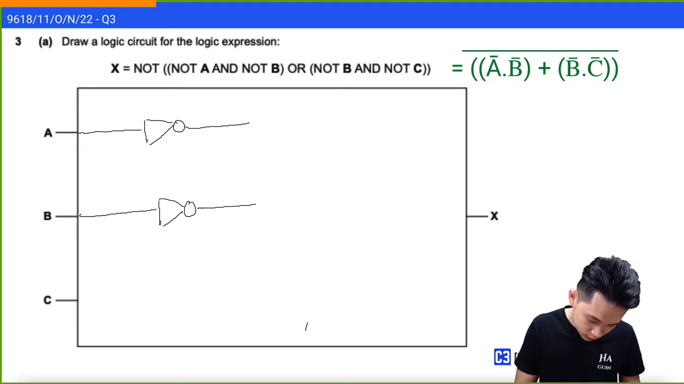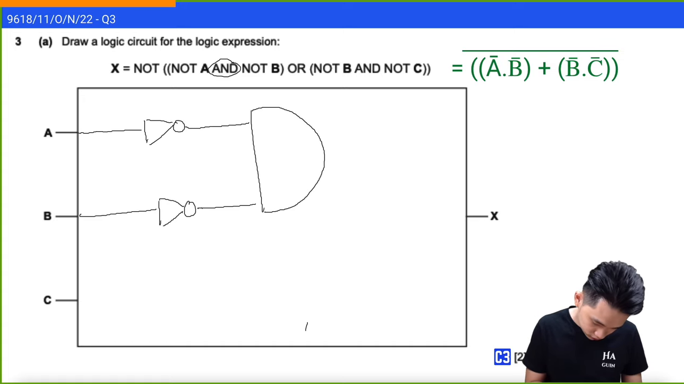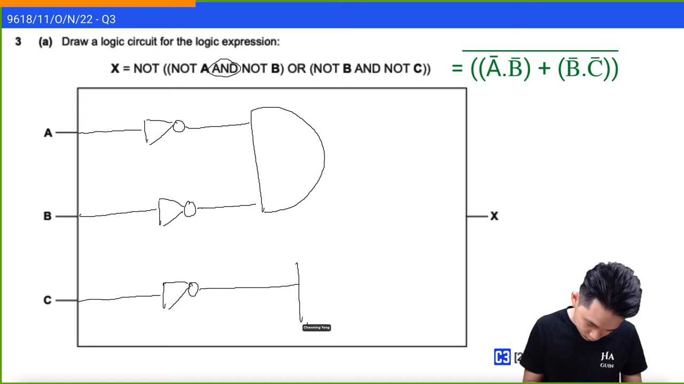And then the next thing that I'm going to do here is that I'm going to draw this AND gate here. And then we'll be drawing the NOT B and NOT C here. So let's draw this. So NOT C here. Okay, and then this is also an AND gate here. So I'll be drawing this C into an AND gate here as well. We'll be doing a branching into this AND gate as well.